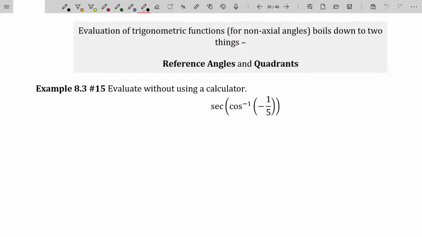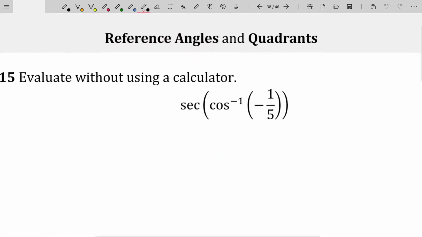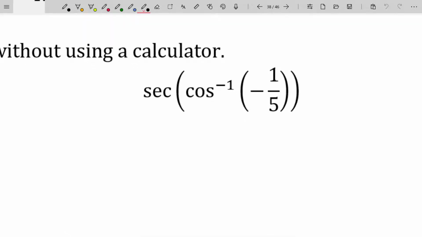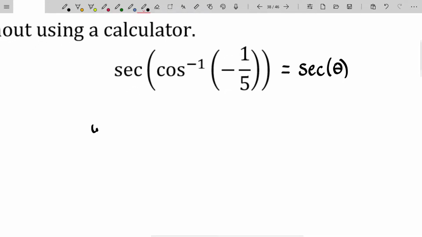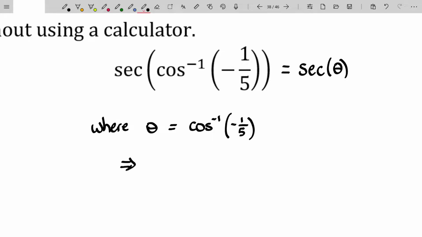Now here comes the negative ratio example. So we have the secant of the cosine inverse of a negative 1 over 5. Well, that's just the secant of an angle. Let me write that in there. Secant of an angle where the angle is equal to the cosine inverse of a negative 1/5. And that implies that the cosine of the angle is equal to a negative 1 over 5.